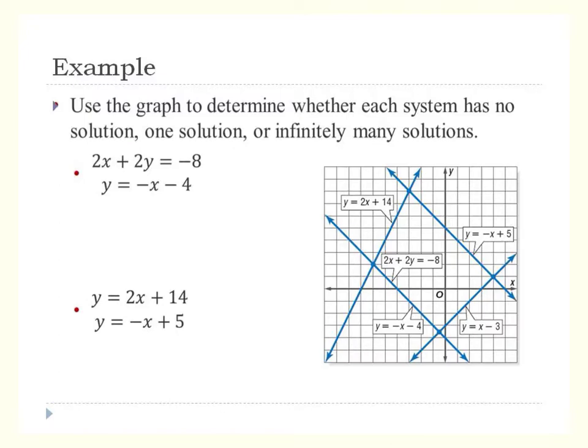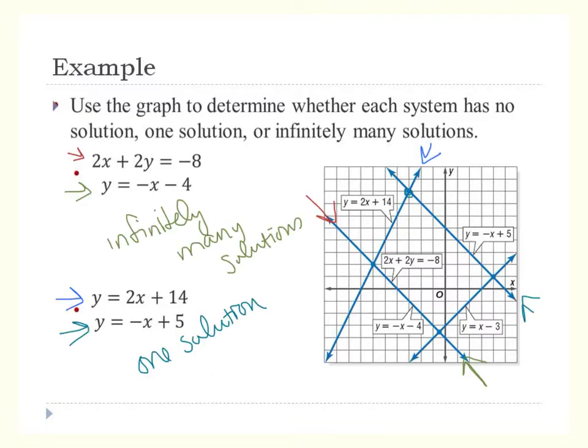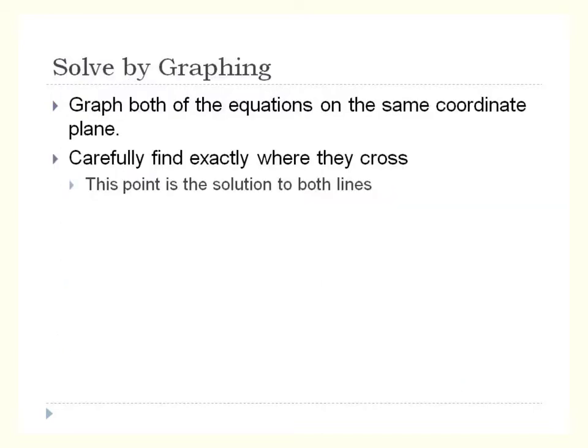So why don't you pause the video and see if you can answer these two. For the first one, I got infinitely many, that they are the same line. I got them to be this line right here. And for the other one, I got them to have one solution because you have your one line coming in right here and your other line coming in down here, and they are going to cross once.